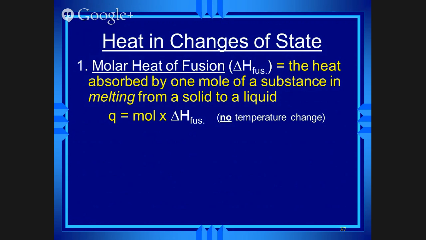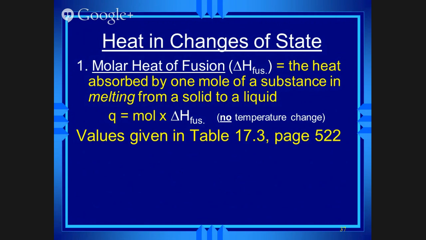The delta H of fusion will be some constant amount that would be provided for you, most likely in the problem, depending on what type of substance we were melting. But it's very important to note that when we have a change in state, when we are going from solids to liquids, and as you'll see, when we're going from liquids to gases, the delta T is not part of the equation. So this is very different from the Q equations that we were looking at before. There are values in table 17.3 on page 522.